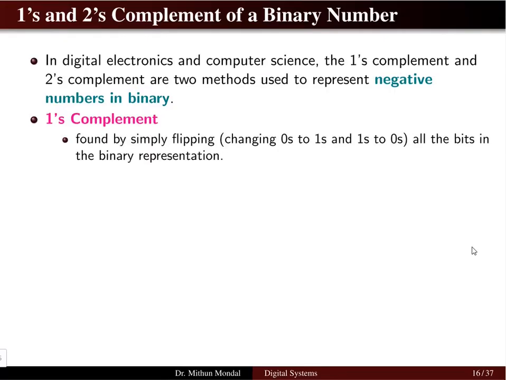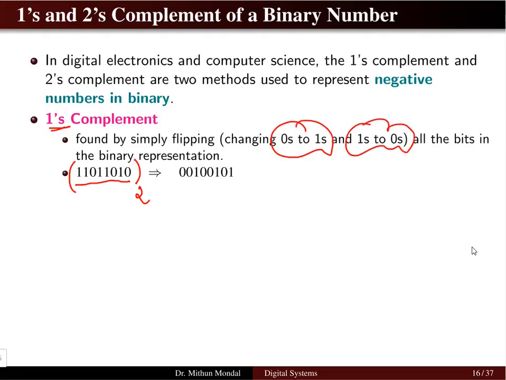First we see the 1s complement. The 1s complement is found by simply flipping all the bits in the binary representation, changing the zeros to ones and ones to zeros. So if you have a number in the binary number system comprising ones and zeros, to find the 1s complement you are basically flipping the zeros to ones and ones to zeros. It means the 0 has become 1 now. Similarly, the 1 has become 0 now. And this process goes on by flipping the binary representation.